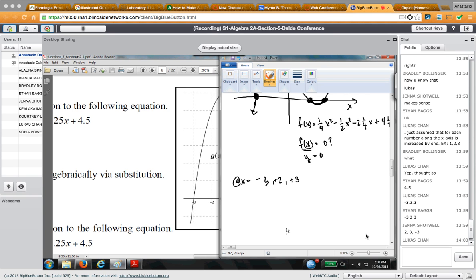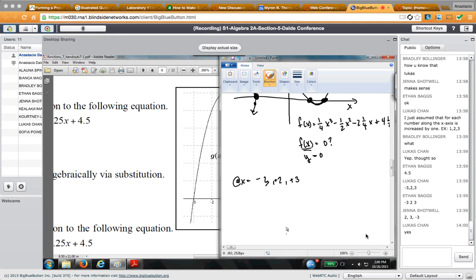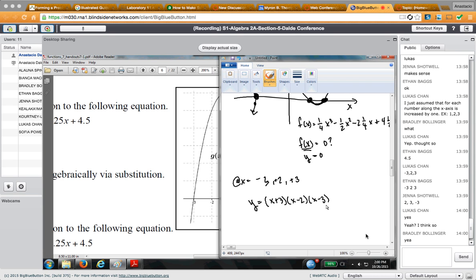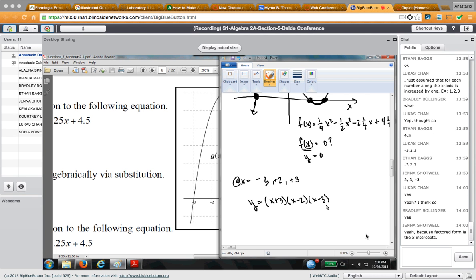Going off of what our parabolas trick that we used, would you venture to say that I could almost write this down as y is equal to x plus 3, x minus 2, and x minus 3? Would you venture to say that? Yeah, I think so. Okay. I agree with you. Yes, absolutely. In fact, maybe I'll put an a out in front here. An a out in front.